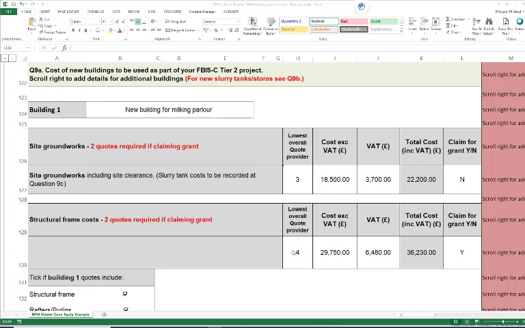and comparable. All costs associated with the buildings should be stated, with an indication of whether funding is being sought. This is in this box here. In this case, you can see the groundworks. They're not claiming grant and possibly the applicant is doing this themselves.